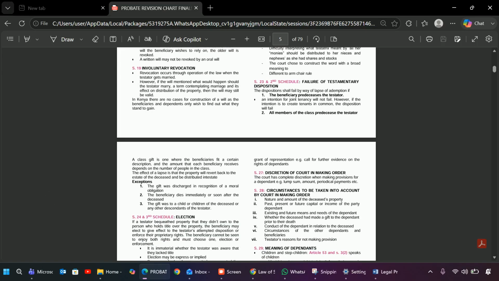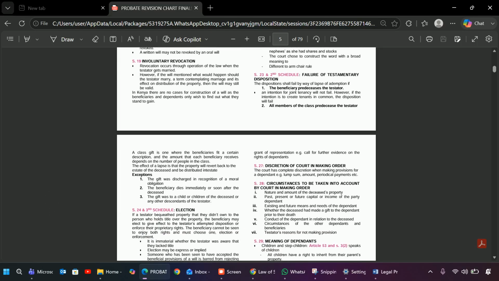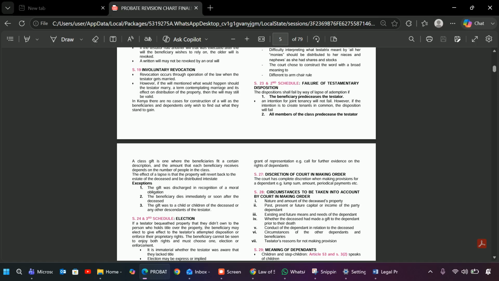Then we have section 23 and the second schedule, failure of testamentary disposition. It tells us that the disposition shall fail by way of lapse or ademption if the following happens. Where the beneficiary predeceases the testator, an intention for joint tenancy will not fail. However, if the intention is to create tenants in common, the disposition will fail. The beneficiary predeceases the testator, that will fail under lapse or ademption.